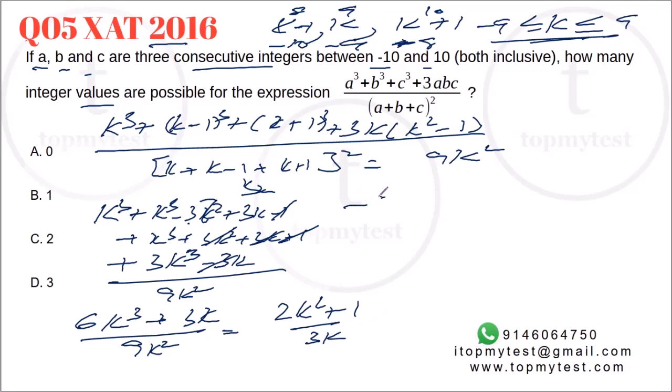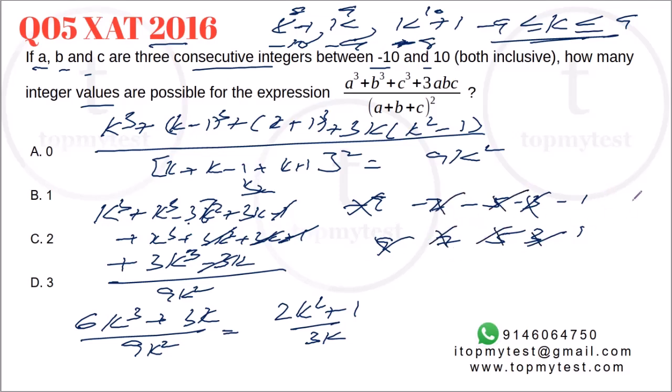So you're left with minus 9, minus 7, minus 5, minus 3, minus 1, plus 1, 3, 5, 7, and 9. If you put 9 or minus 9, denominator will be a multiple of 9, but numerator will not be a multiple of 9. So cannot be an integer. Same problem with 3 and minus 3, same problem with 7 and minus 7, same problem with 5 and minus 5. So the only two values which will satisfy are minus 1 and 1.